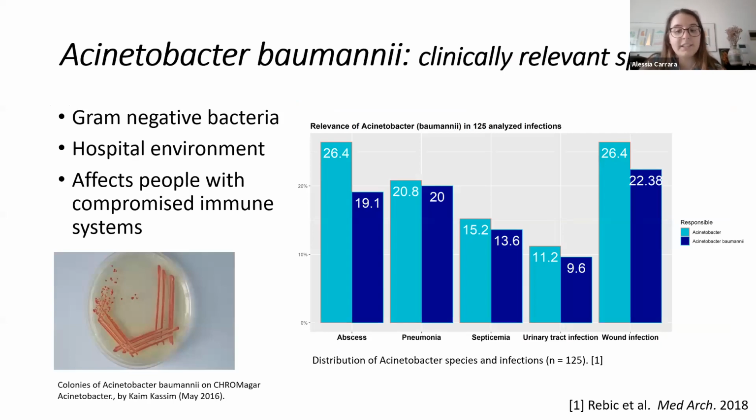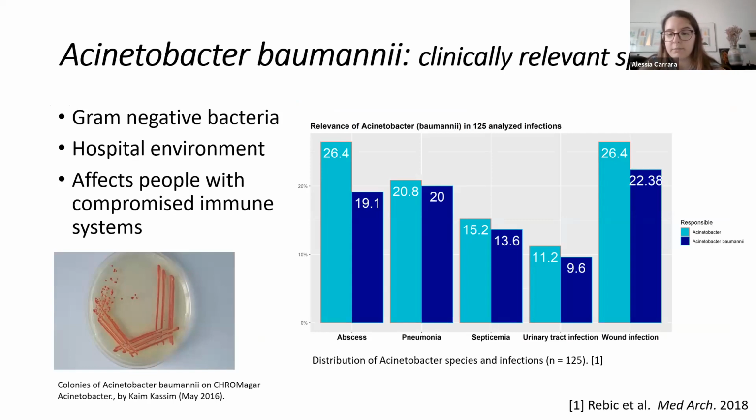Let's introduce the bacteria species on which the work is based. It's Acinetobacter baumannii. It's a gram-negative bacteria, mainly found in a hospital environment, where it affects people with compromised immune systems. And several are the infections for which Acinetobacter is responsible.